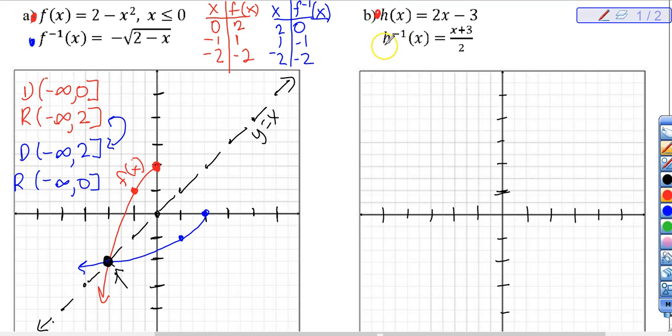Is it 1 to 1? How do you know it's 1 to 1? Because it's a line and it's always increasing. Yep, for sure. So it definitely passes the vertical line test. Let's graph it. Your y-intercept's -3. You've got a slope of rise 2, run 1. Make sure you're rising 2 whole units.